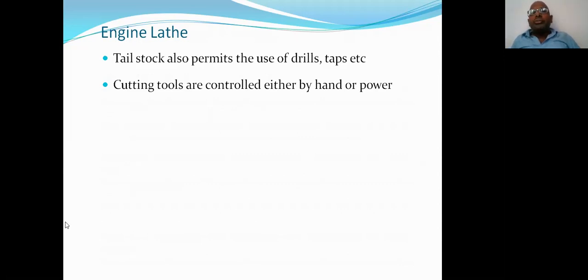Okay, so the next one is the cutting tools. The cutting tool should always be placed within the tool post only, whatever the tool position or the movement of the tool. The cutting tool may move parallel to the axis, perpendicular to the axis, or inclined to the axis, but it should always be placed within the tool post. Here the cutting tools are controlled either by hand or by power. Suppose it is a simple plain turning operation or a simple facing operation.